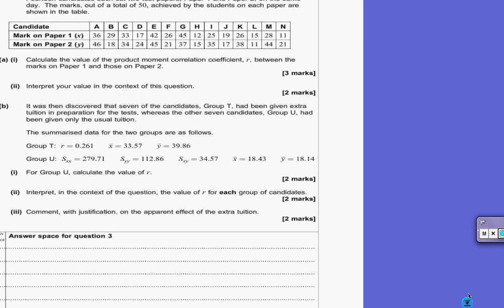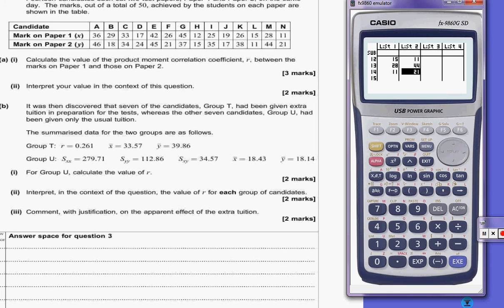Right, this is AQA SS1B June 15 question 3. Okay, so this is 14 candidates, that took 2 papers each, paper 1 and paper 2 on the same day. So same candidate, same day. The marks are a total out of 50 and achieved by the students are shown on the table. So this is 3 marks for working out the product moment correlation coefficient, which is one of the nicest things to do on the calculator.